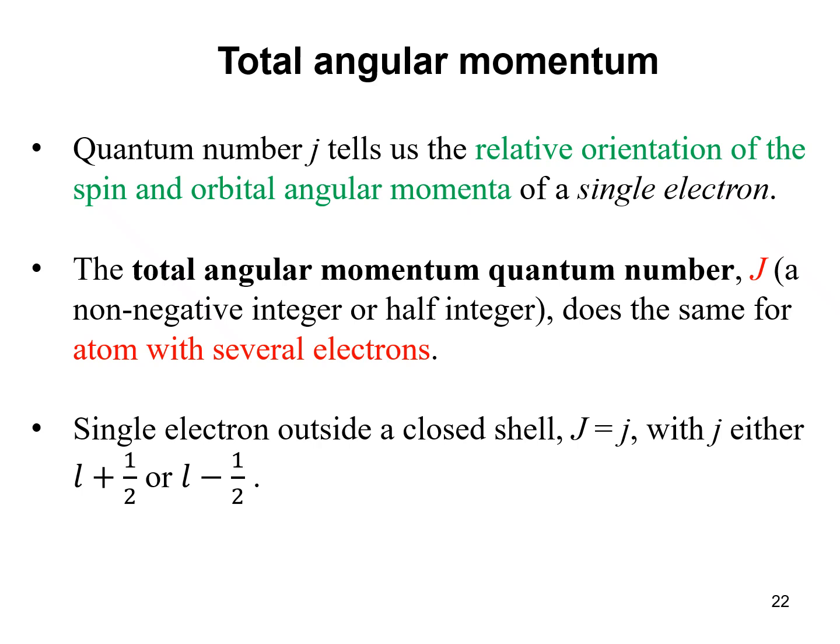Next is the total angular momentum quantum number. Quantum number j tells us the relative orientations of the spin and orbital angular momentum of a single electron. The total angular momentum quantum number, capital J, for a more-than-one-electron system does the same for an atom with several electrons. For a single electron outside a closed shell, as we have seen just now, the spin-orbit coupling is due to the one electron. Therefore, we substitute S with 1 over 2. So the value is L plus 1 over 2 or L minus 1 over 2.